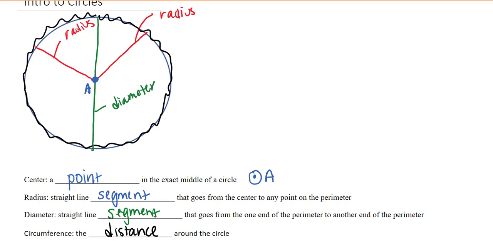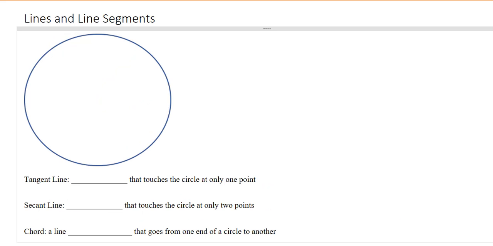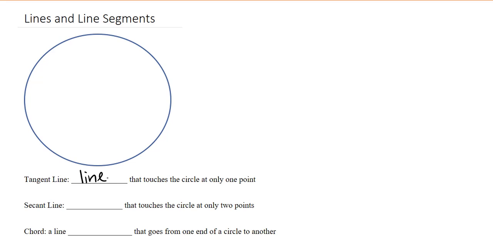Now let's talk about lines and line segments. So a tangent line is a line that touches the circle at only one point. So it would be something like this. So we would say it only touched right there. If we were to zoom up into this little area, we would show it a little bit differently, but it would only touch this point, super close to it, but only touches this point. So this is our tangent line.